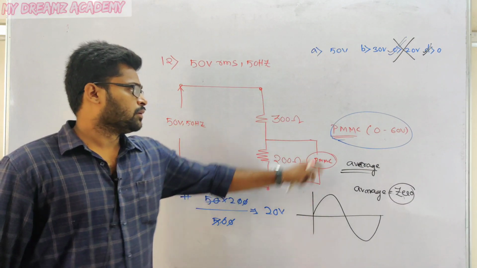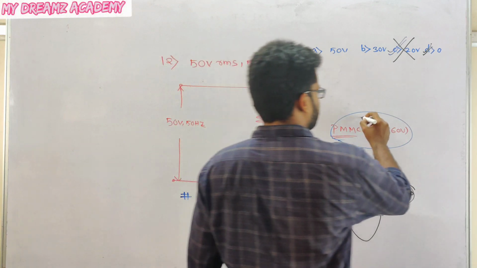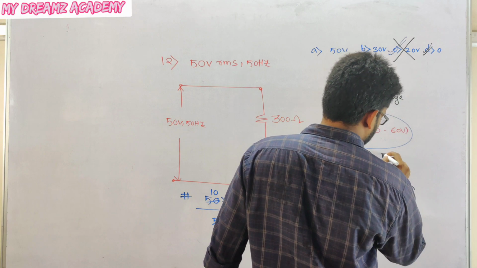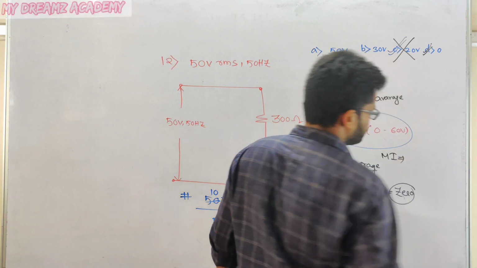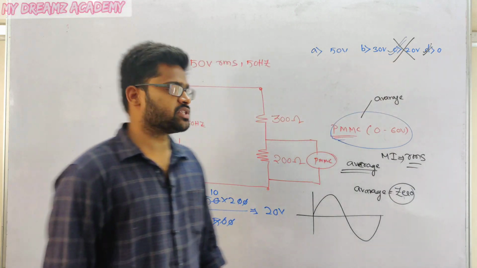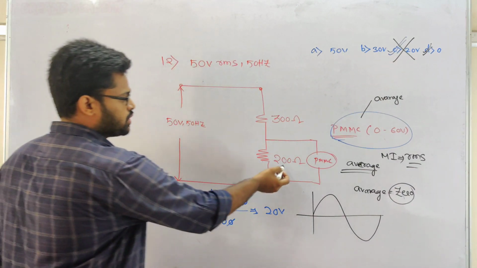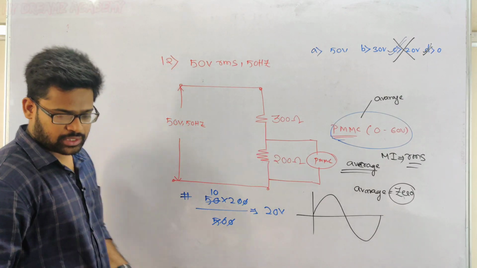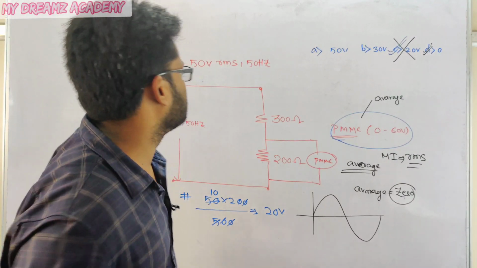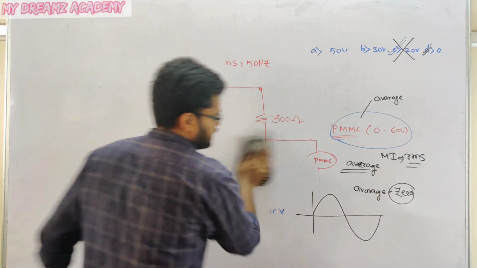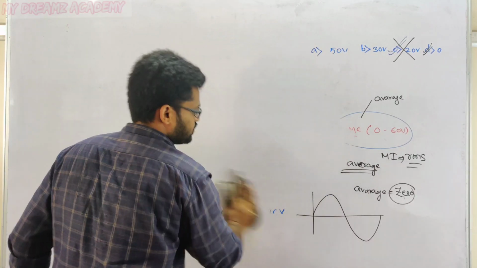Okay, PMMC measures average value. MI instruments, that is moving iron instruments, measure RMS value. This you have to remember, RMS value. So the voltage across 200 ohms, by using PMMC, will give 0. Okay, this is about the 12th question. Very simple. This is from electrical measurements. Next we are going to see the 13th question.